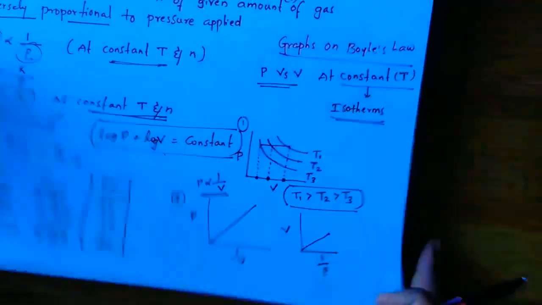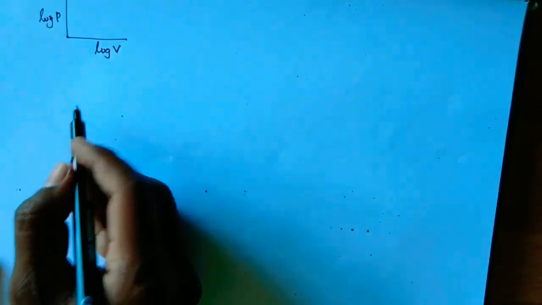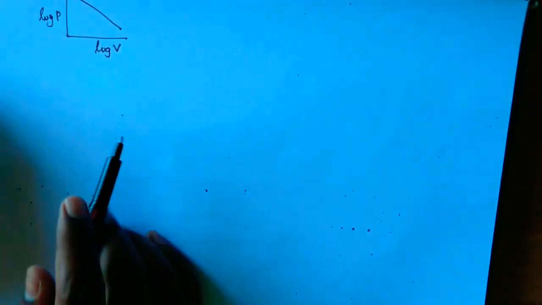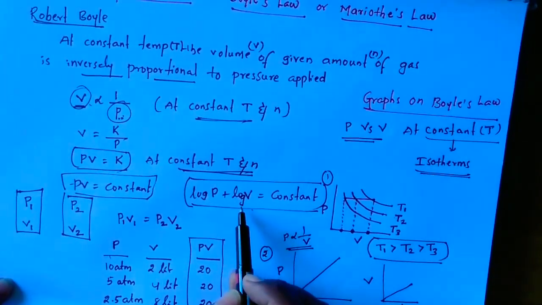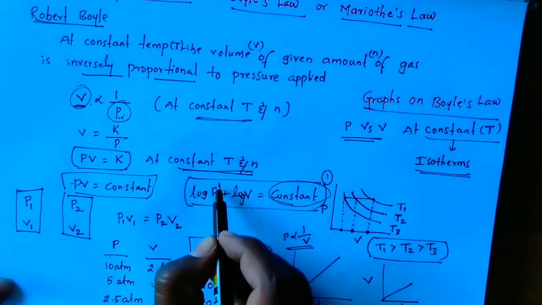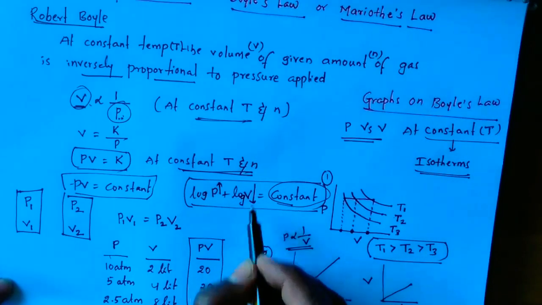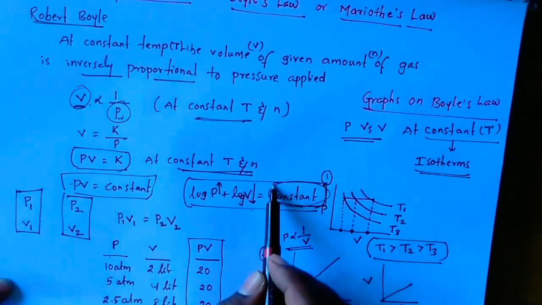Next graph, see here. I am taking log P, and on the x axis I am taking log V. So the graph plotted between log P and log V is like this, meaning log P plus log V is equal to constant. So to make it constant, if log P increases, log V must decrease, because log P plus log V is equal to constant, no? So it should be constant always.